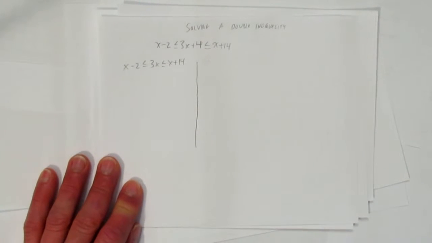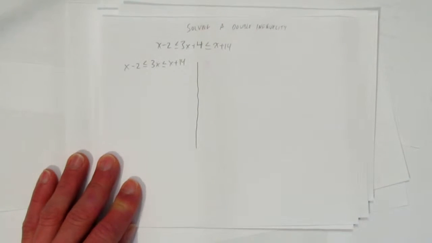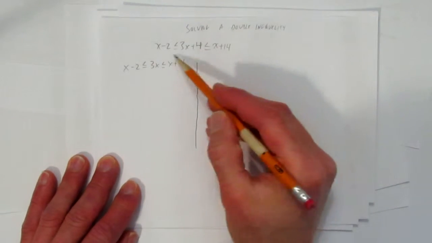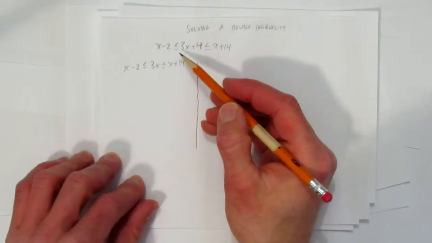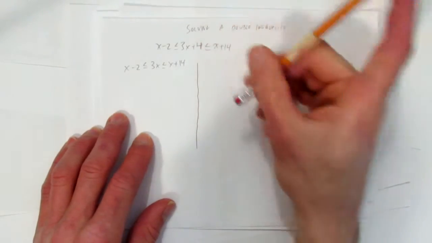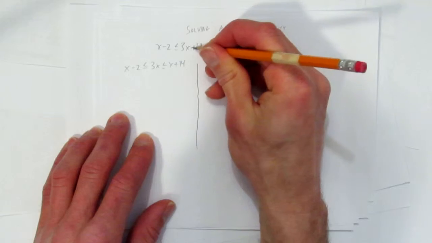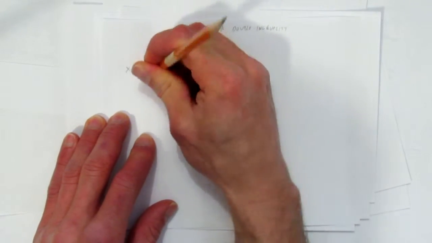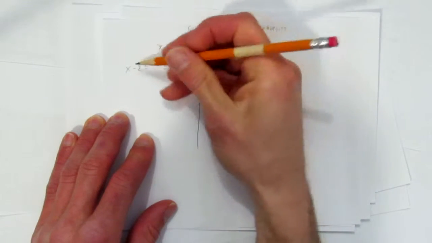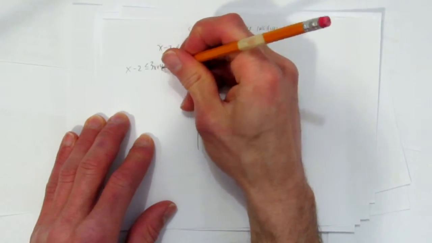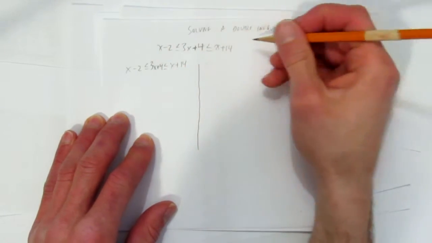In this video, we'll look at solving a double inequality. I'm going to solve it in two different ways. So here's the inequality, or double inequality: x minus 2 is less than or equal to 3x plus 4, which is less than or equal to x plus 14. And then I've written it again incorrectly, but I'll fix that. So I'm writing the same question, x minus 2, 3x plus 4, x plus 14.